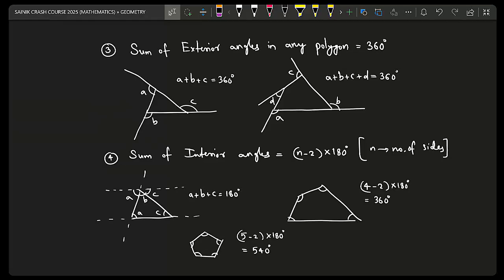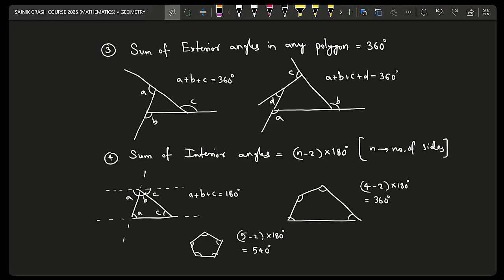Sir, I didn't understand pentagon. Pentagon, you want sum of interior angles? Okay, how many sides are there for pentagon? Sir, 5. So in place of n, we are going to use 5. So that is 5 minus 2 into 180 degrees. What is 5 minus 2? Sir, 3. 3 into 180 is going to be 540, right? You understood? That is only substitution and simplification. That's it. Okay, sir.